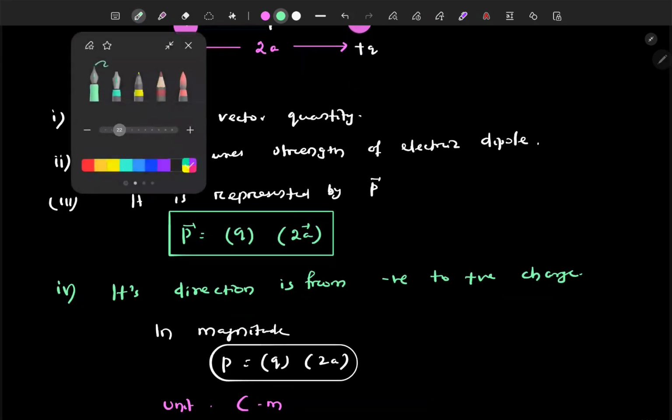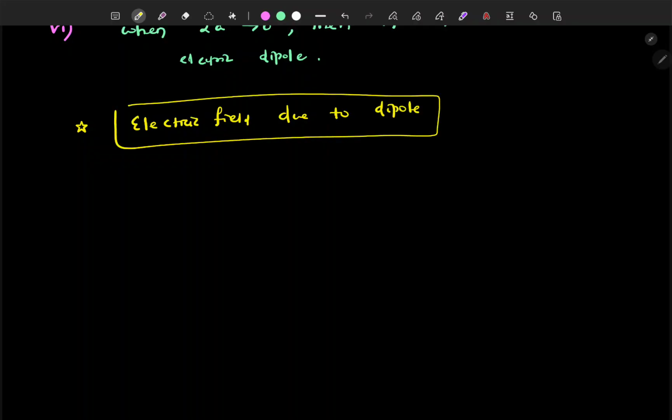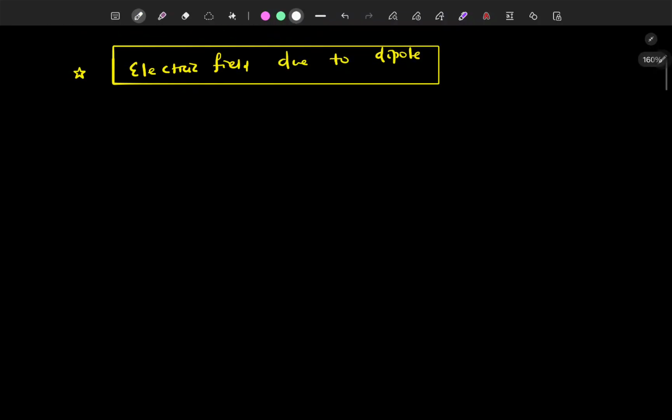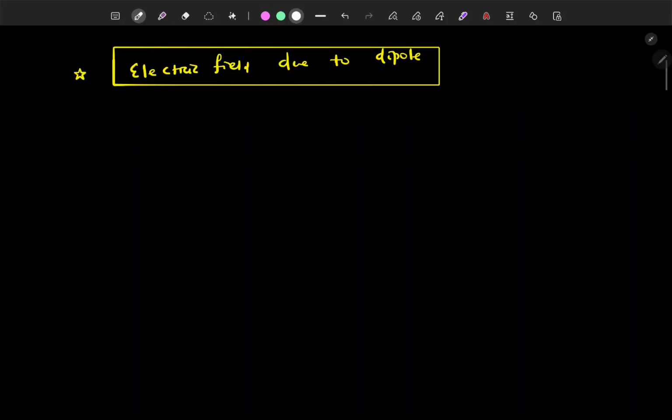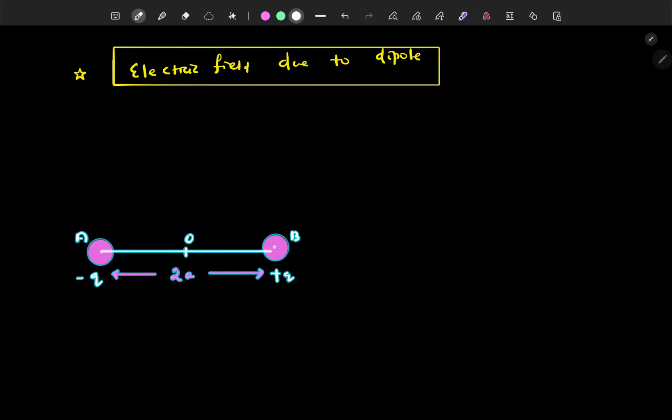So next is electric field due to dipole. Give the heading electric field due to dipole. In this part there are three questions. One is electric field due to dipole at an axial point, another is at an equatorial point, and third is at any point of the dipole. Suppose this is the setup of the electric dipole.